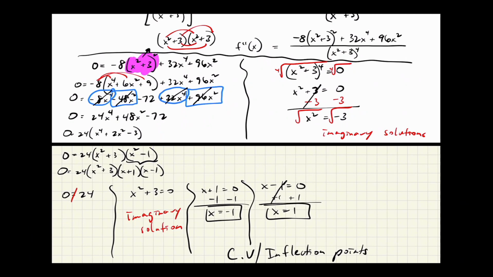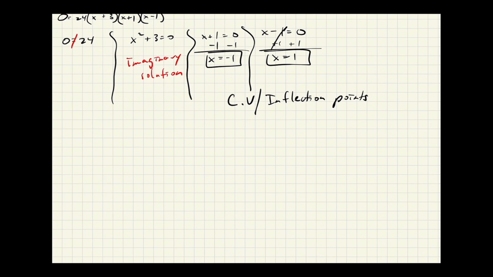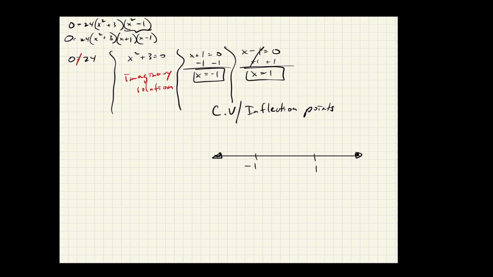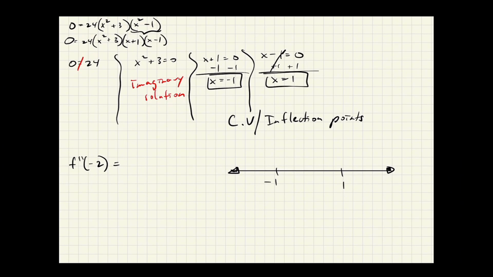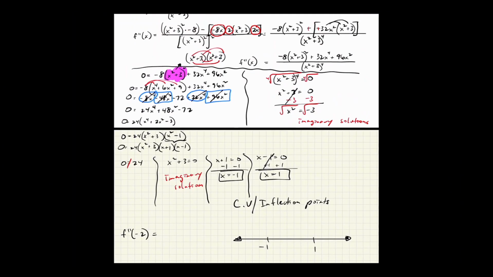Okay. All right. Number line now. We need to check those to see if they're concave up or concave down. So -1, +1. So again, I only care to see if they're positive or negative. I don't care what the actual number is. Okay? So I can try second derivative -2. So I have to plug it into the second derivative.